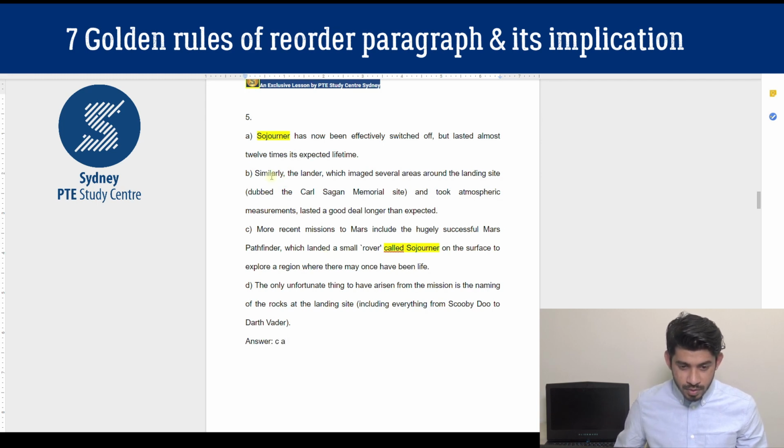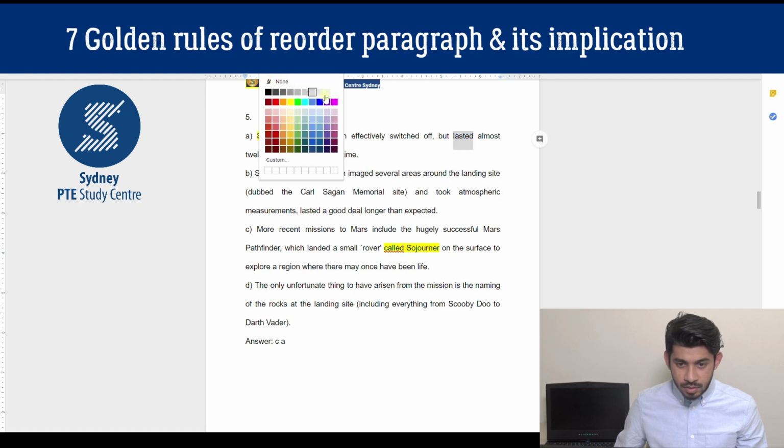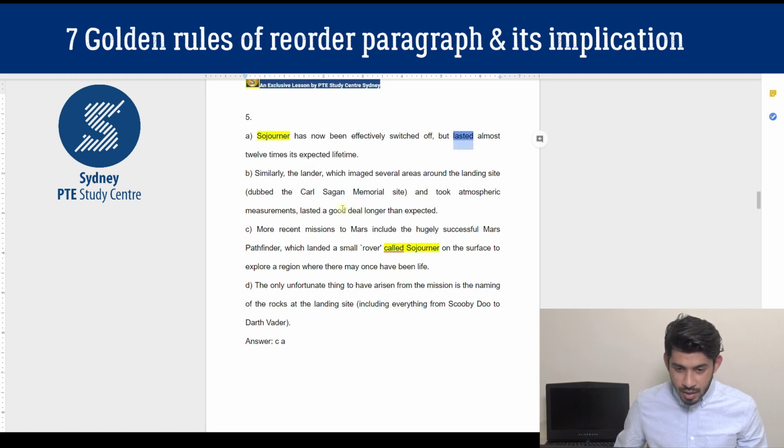Now what about the rest two? B and D. Now is there any word clue? Yes, there is. I found another word here. Look, lasted and lasted. Similar words, same words, gives you the strongest word clue. So I know B is coming after A, right? Now the only sentence which is remaining is D. Now how do you actually verify whether BD is a pair or not? Look, you will find some word clues between B and D as well. My B has the landing site.